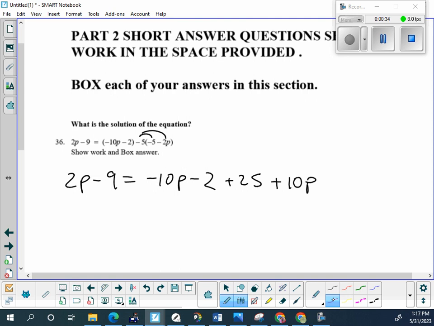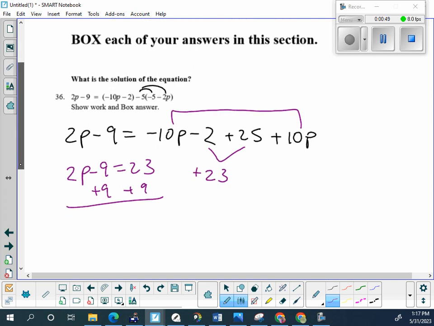Okay, keep going here. We're going to add these two together in 23. I'm going to add these two together. They're going to cancel out. Oh, that's nice. So I get 2p minus 9 equals 23. Add 9 to both sides, and I get 2p equals 32. I divide by 2, and I get p equals 16, for number 36. Okay, that checks out with my answer key.